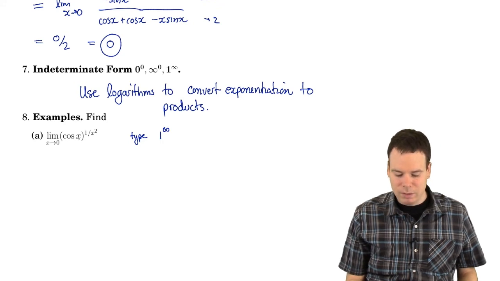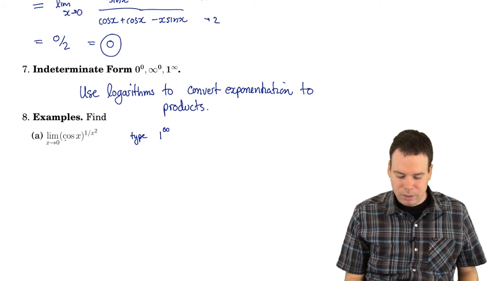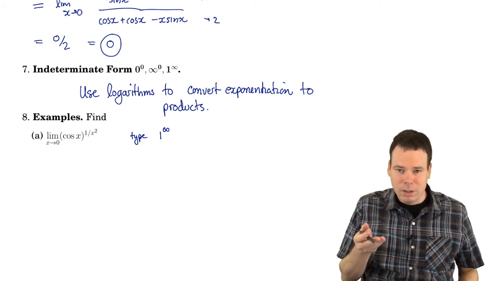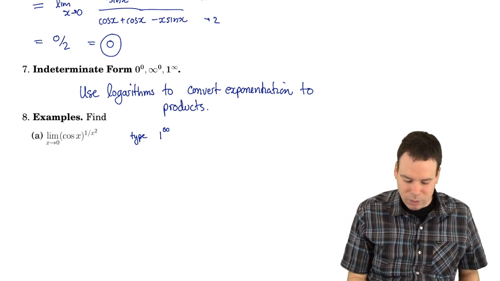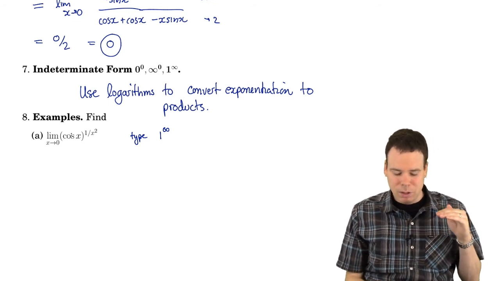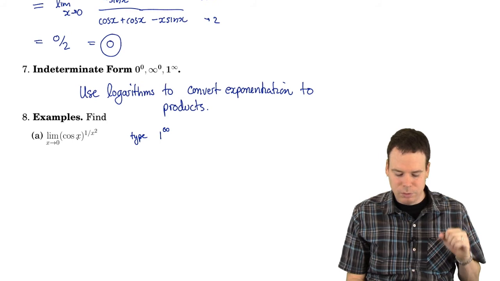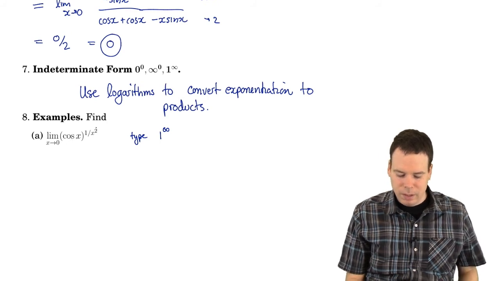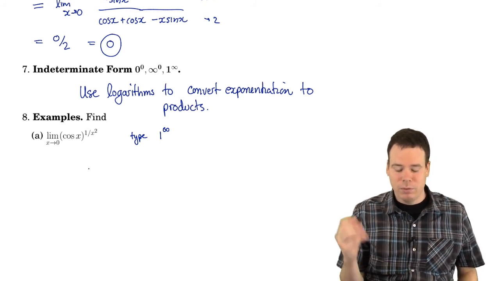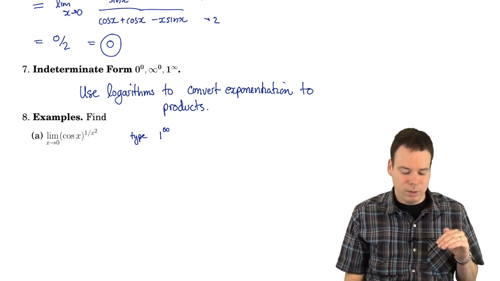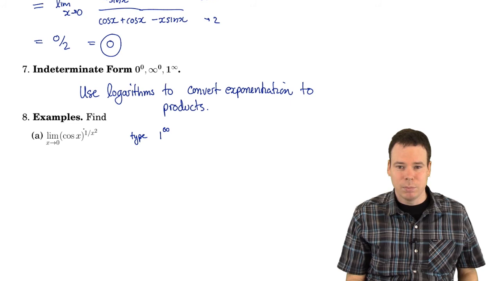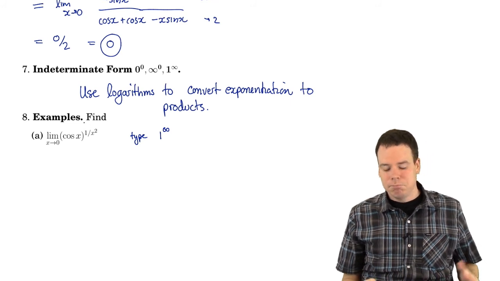Well, cosine of x is going to 1, but as x gets close to 0, cosine of x is going to 1 from below. It's going to 1 from values slightly below 1. So we can think of cosine of x as always being a little bit below 1, getting closer and closer to 1 as x goes to 0. And the exponent is going to infinity. So we've got a number going to 1, which is always slightly less than 1, to the power of something that's blowing up. So what's it going to?